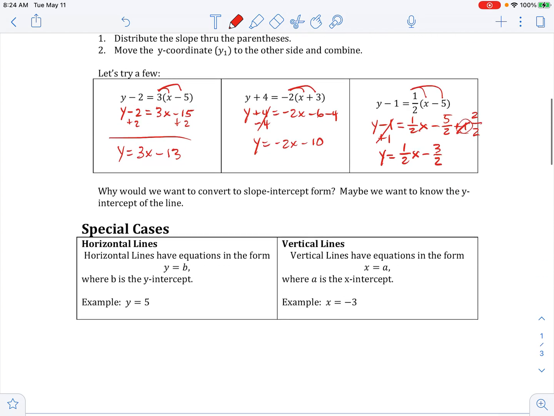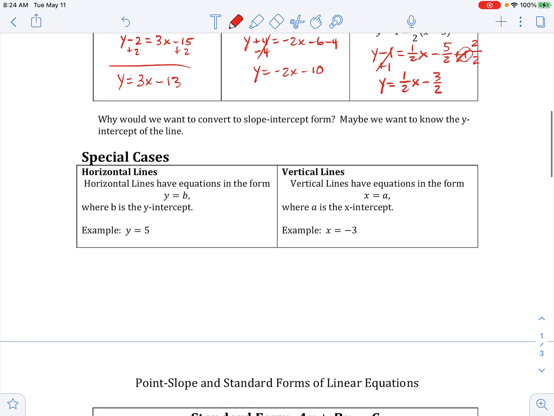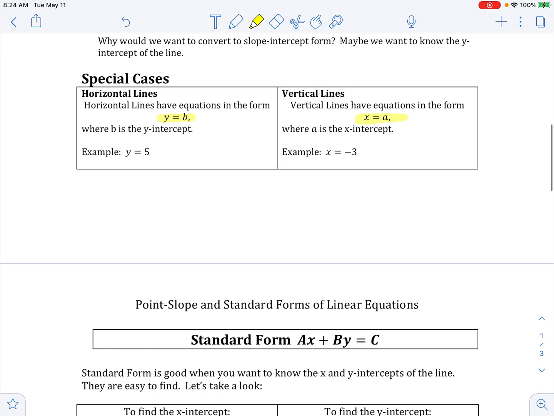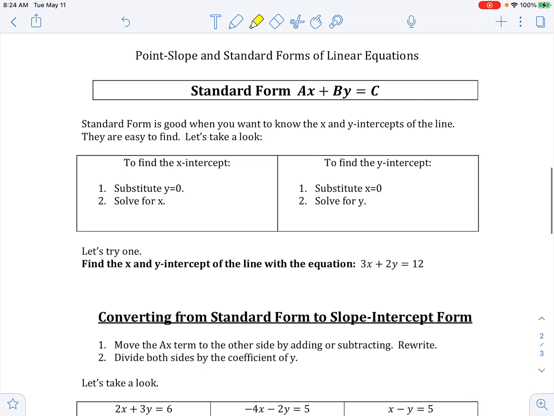Don't forget about those special case lines, right? So just a little bit of review with our horizontal and vertical lines. Horizontal lines have equations in the form y equals b, and vertical lines have an equation in the form x equals a, where a is the x-intercept, and of course b in the horizontal line is the y-intercept. That's point-slope form.